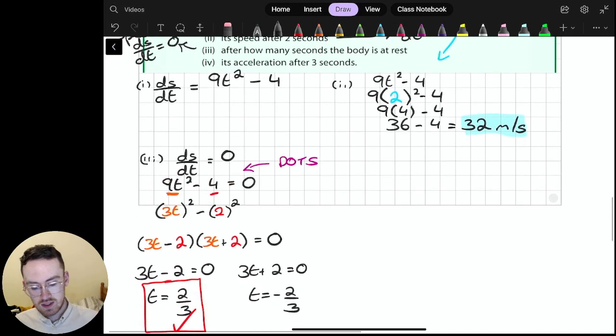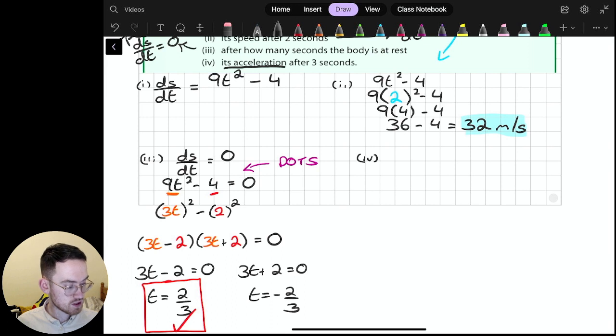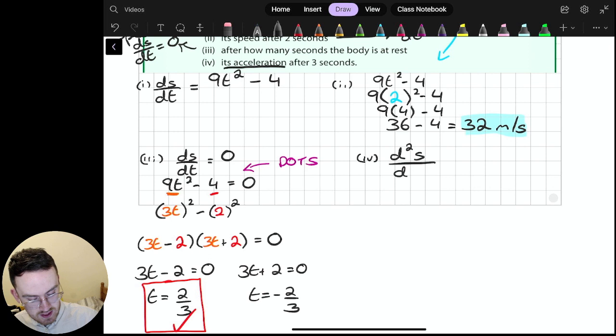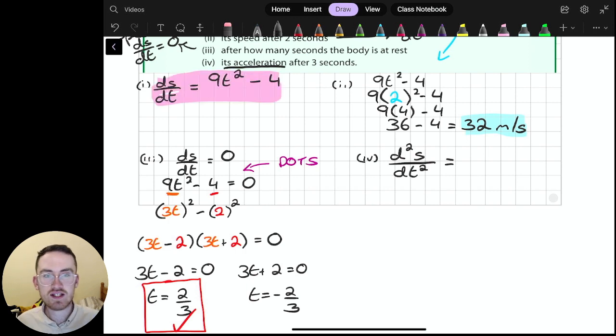The last part we need to look at then is part 4, and we're asked to find acceleration after 3 seconds. So again, we're throwing our mind back to those common ones that we looked at earlier. Acceleration is going to be the second derivative. Okay, the second derivative. So d2s/dt squared. So to find our second derivative, we look back at the first derivative and we're going to differentiate that further. So my first derivative is up here, ds/dt, it's 9t squared minus 4. I'm going to differentiate that further.